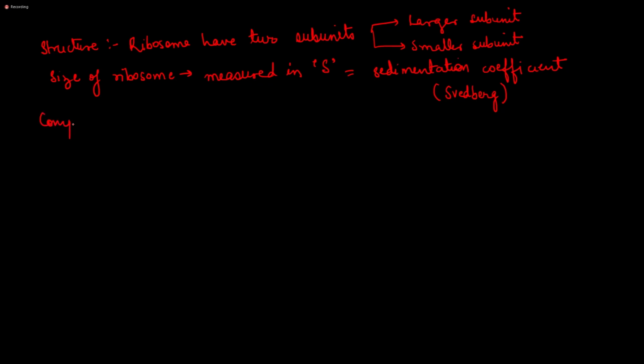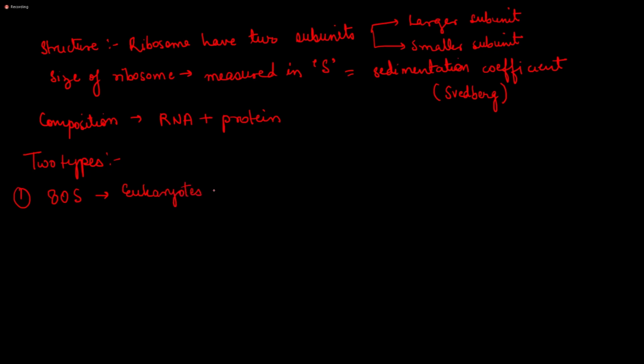If we talk about the composition of the ribosome, it comprises RNA plus protein. Now there are two types of ribosome based on their size. The first is the 80S, which is present in the eukaryotic cell cytoplasm and rough endoplasmic reticulum.